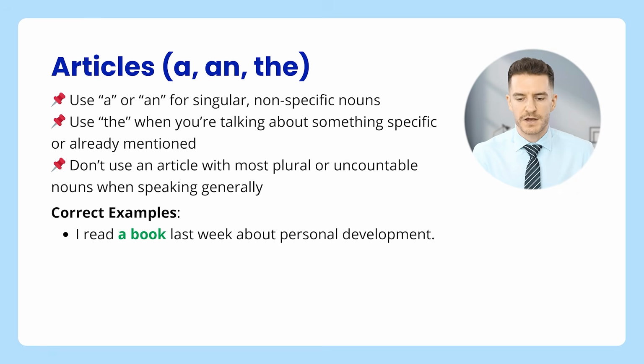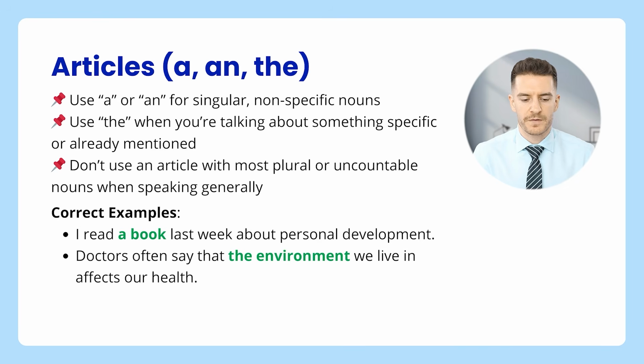So let's have a look at some examples. I read a book last week about personal development. So we're talking about one thing, and that's why we've used a here, okay? A book. Doctors often say that the environment we live in affects our health. So we're talking about something specific. We all know which environment we're talking about.